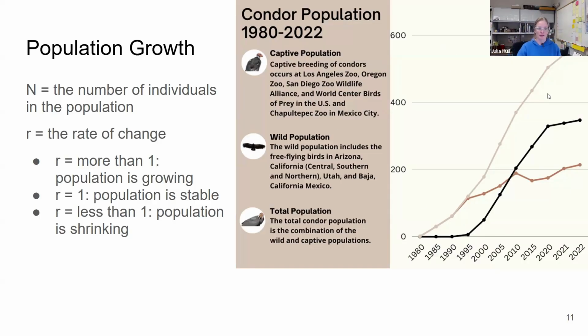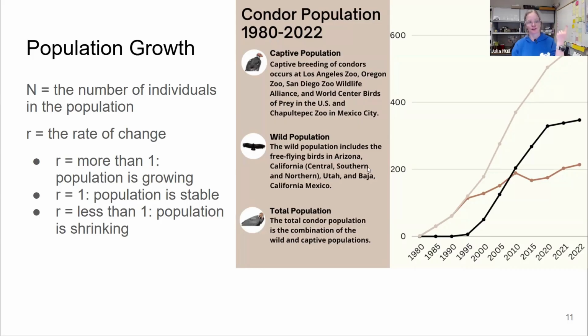When we look at the population growth of the California condors since the 1980s, we can see that there's a clear growth in the population, so we can determine that our r is at least greater than 1. We could calculate what it actually is, but we're not doing the calculations in this class.